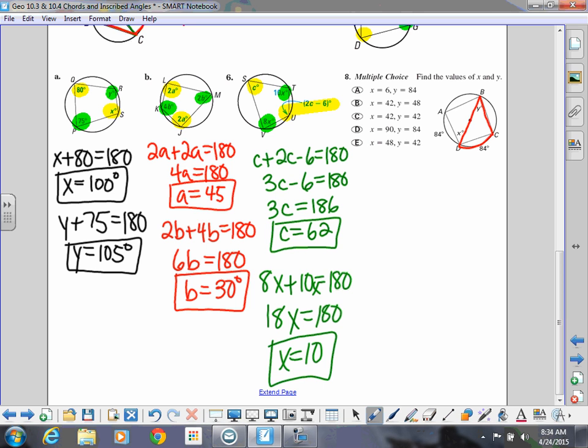So what do we know? We know that y has to be 1/2 of that intercepted arc, which is 84. So if I do half of that, that gives me 42. So y is equal to 42 degrees.